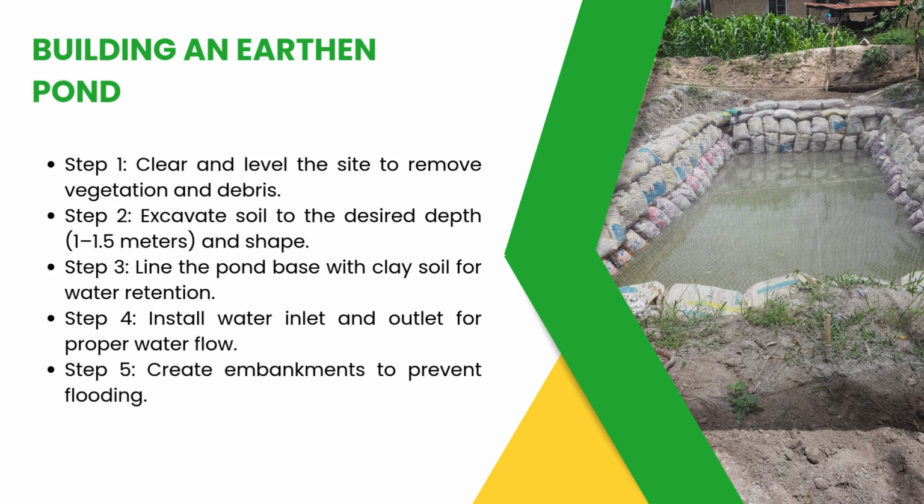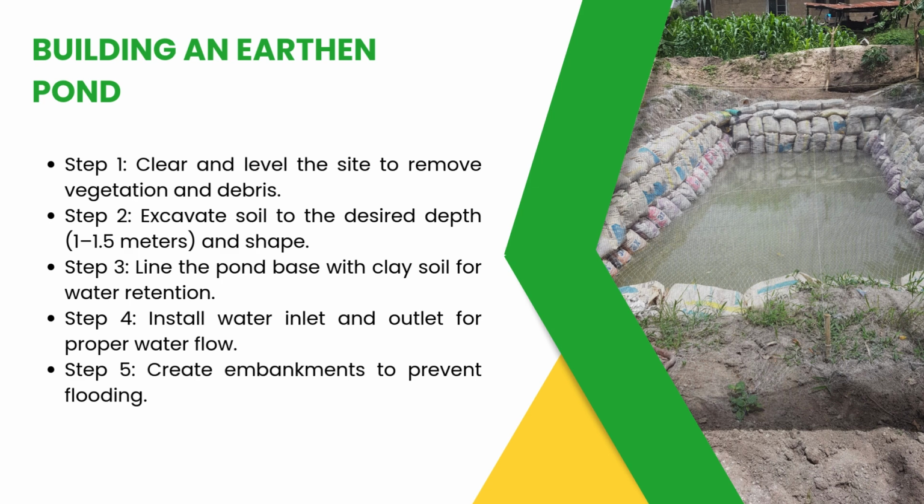To build an earthen pond, the first thing you need to do is clear and level the site, remove all the vegetation and debris. The second thing you now need to do is excavate the soil, remove all the soil to a depth of 1 to 1.5 meters, just like the picture we can see. And then decide your shape. This is a rectangle shape. You can do a square shape, you can do a circular shape. Then line the pond base with clay soil for water retention.